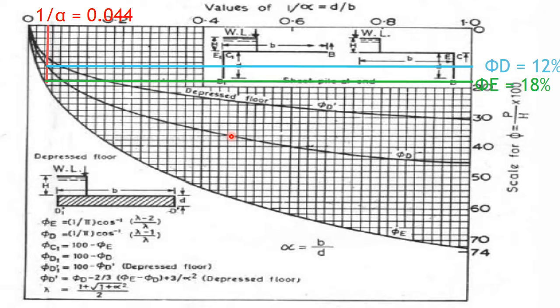Here, the usage of Khosla's chart for finding out the pressures is shown. For the upstream pile condition, we have to find out C1 and D1. For that, first we have to find out 1 by alpha, that is equal to D by B, that is depth of pile divided by the length B. We got 1 by alpha as 0.044. From that, for this value of 1 by alpha, we have to take the values of phi D from this line, and phi E from this line. So phi D from this curve is equal to 12% at this point, and from the phi E curve, this value is 18%.